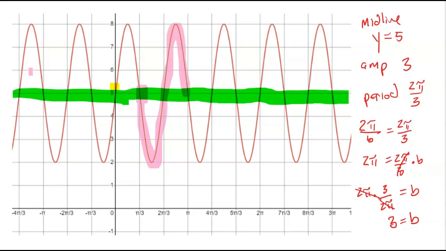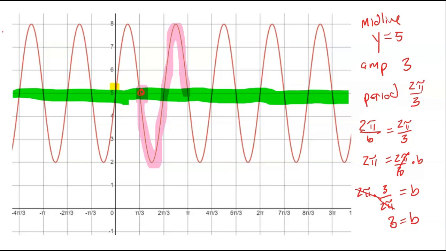Now, what did not change? Midline did not change. Amplitude did not change. Period did not change. So I cannot change my A, my D, or my B value. But what did I change? Well, now I need a negative on the A value because I started by going down. So it's going to be reflection across my midline.